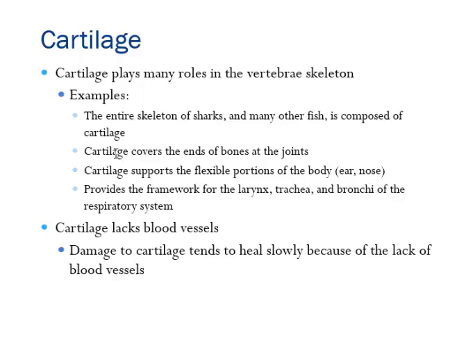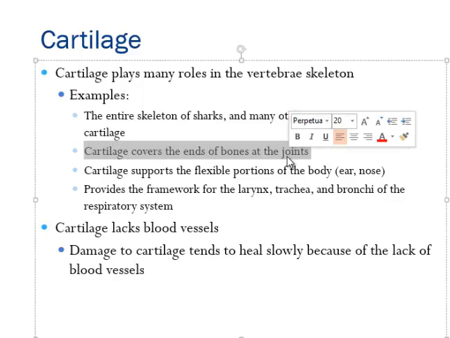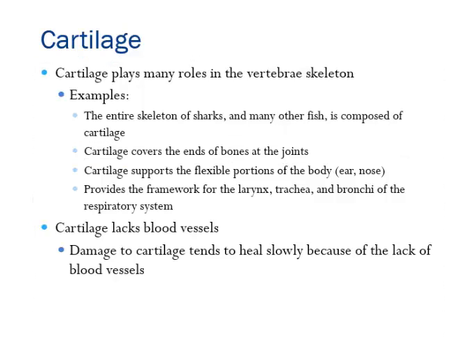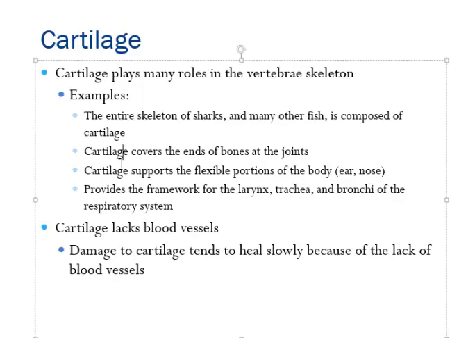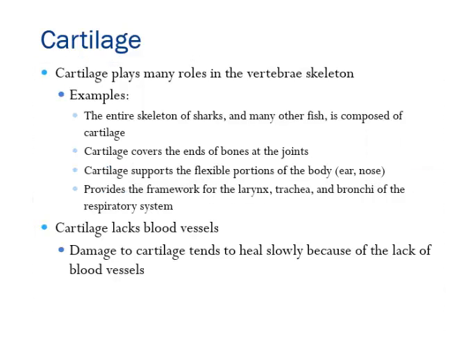Cartilage covers the end of bones at the joints, to make sure that the bones don't rub up against each other. In fact, when the cartilage does get worn away and the bones do rub up against each other, which can be very painful since there are nerves there as well, that's sometimes known as arthritis, which is an inflammation of the joints. Arth means joint, and joint means in between the bones. So that's arthritis. Cartilage supports flexible portions of your body, like your ear and your nose. The nose I gave you before as an example.